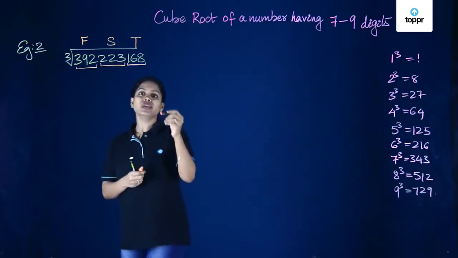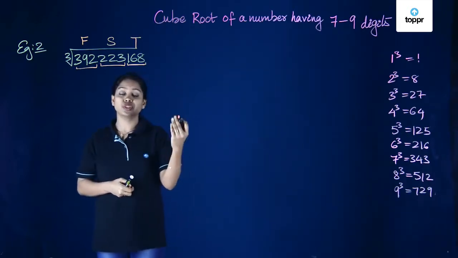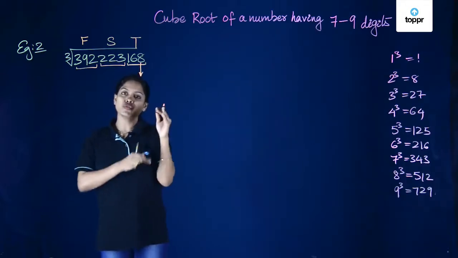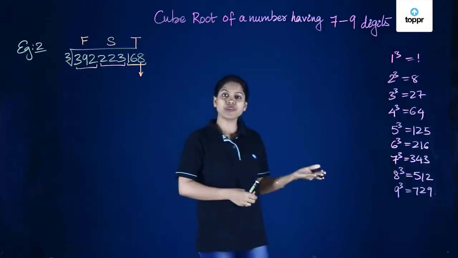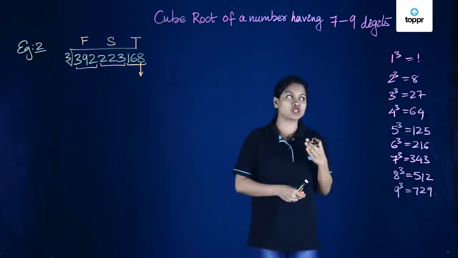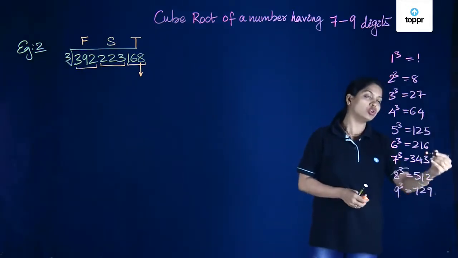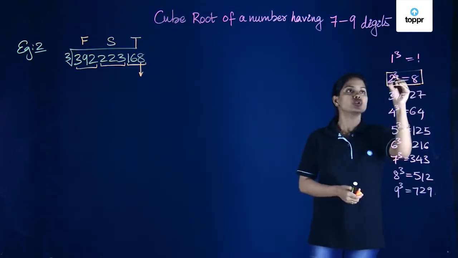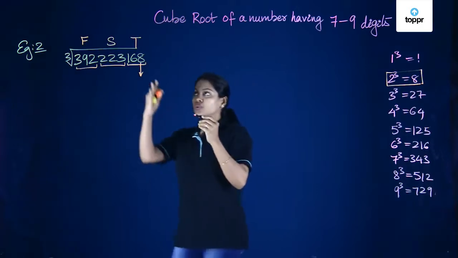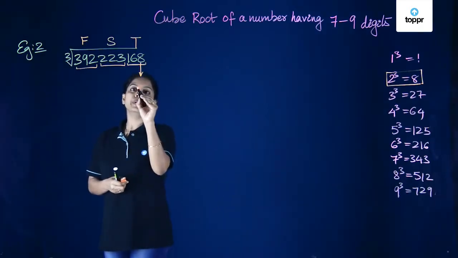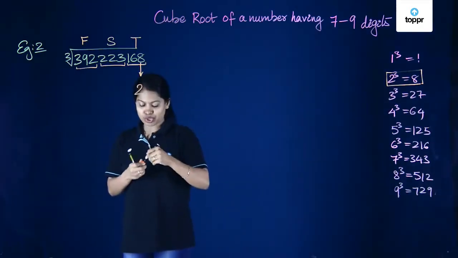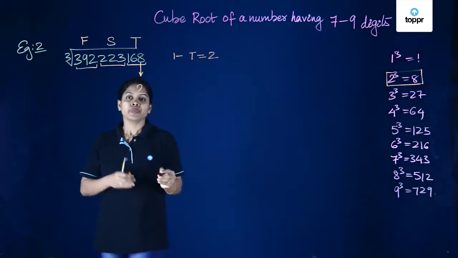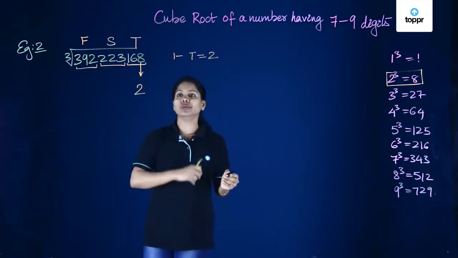Now looking at the units place of the third group, we'll first determine the units place of our answer. The units place is 8. So we are looking for a number whose cube has 8 in the units place. Looking at all the cubes, 8 in the units place is there only in this position here. So 2 cube gives us 8, so the units place of our answer will be 2. So we have found step 1: t is 2, the third digit is equal to 2.